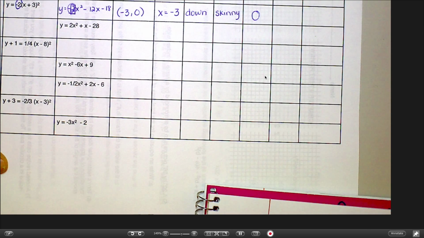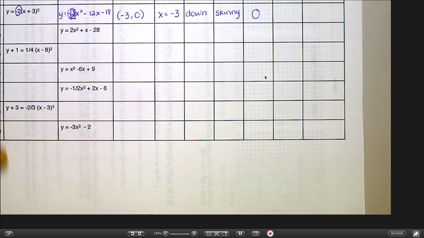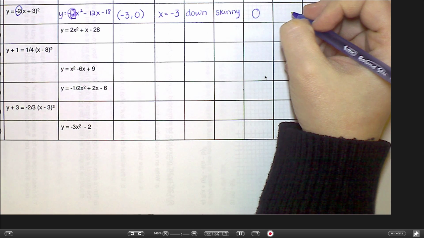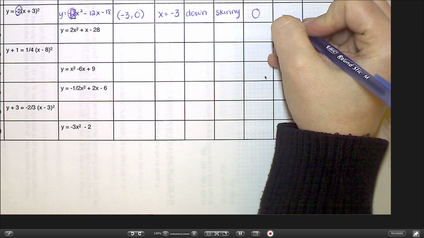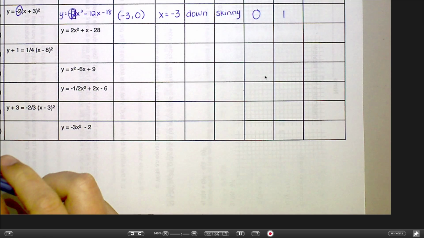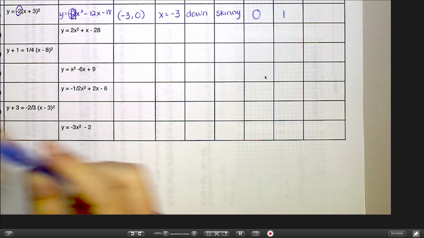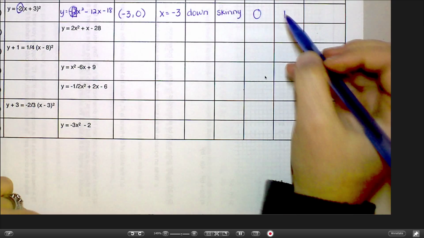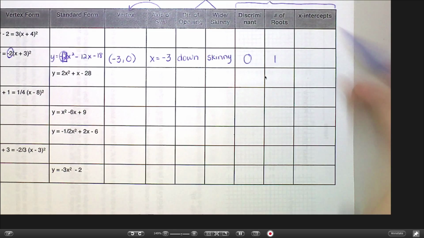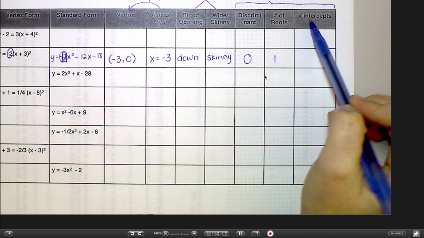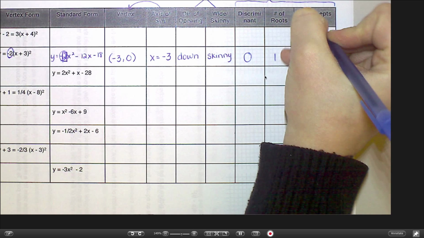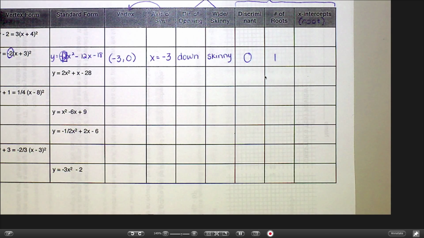If my discriminant is 0, how many roots must I have? 1. Okay, shh, Tyler. I'm in the middle of teaching right now. Thank you. How many square roots does 0 have? 1. So that's why if the discriminant is 0, I have exactly 1 root. That 1 root really is my x-intercept. So x-intercept is just another name for root.